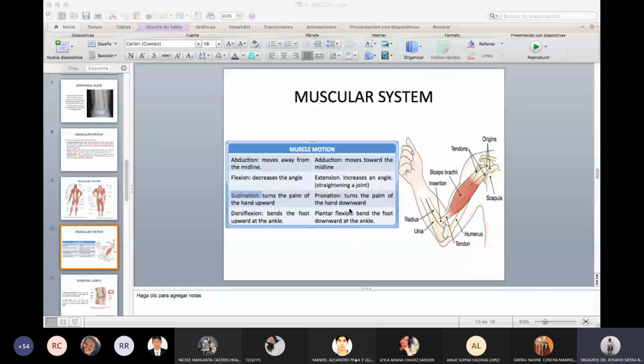When the patient is laying on his back, would that be a supine position or a prone position? It would be a supine position. Okay, very good. And on his belly, on his abdomen, on his front, that would be a prone position. And with your feet, you can do dorsiflexion and plantar flexion. Dorsiflexion, with the foot, bend the foot upward to the ankle, and plantar flexion when it bends downward.